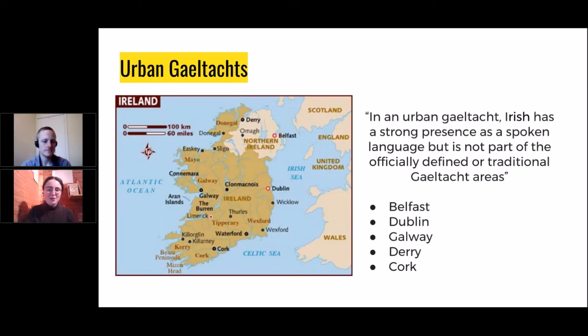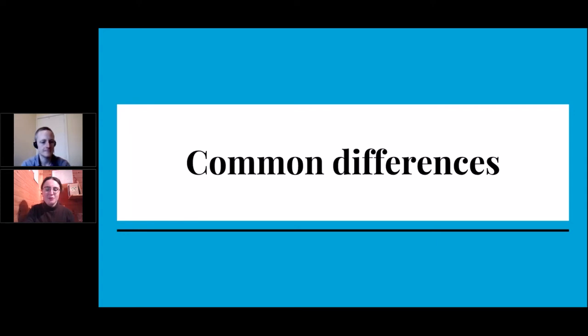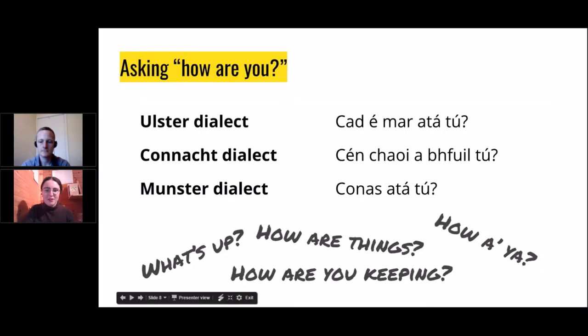So let's see now. I think I can move on now to the actual differences themselves. We were talking about the theory of it, but these are getting up close and personal with the different dialects. Something so basic as how are you? It's something that you say pretty much every day. As you can see in English, there are things like what's up, how are things, how are you keeping, how are you? So many different things are said.